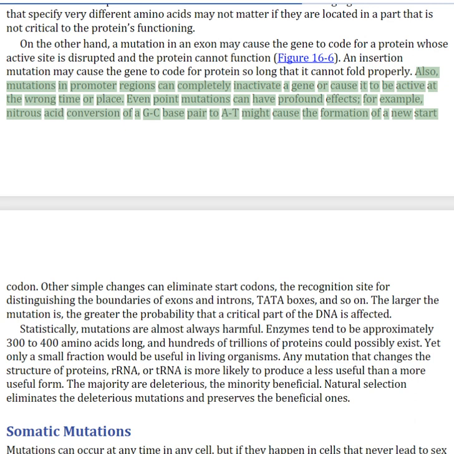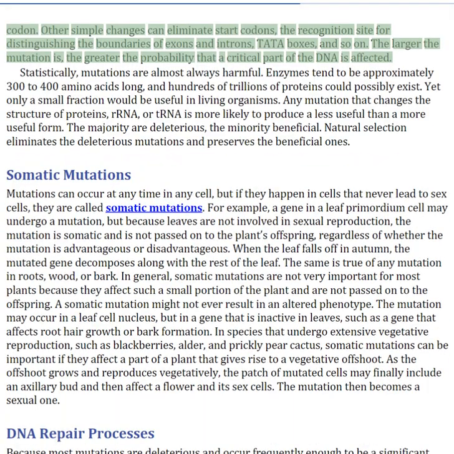For example, nitrous acid conversion of a GC base pair to AT might cause the formation of a new start codon. Other simple changes can eliminate start codons, the recognition site for distinguishing the boundaries of exons and introns, TATA boxes, and so on. The larger the mutation is, the greater the probability that a critical part of the DNA is affected.